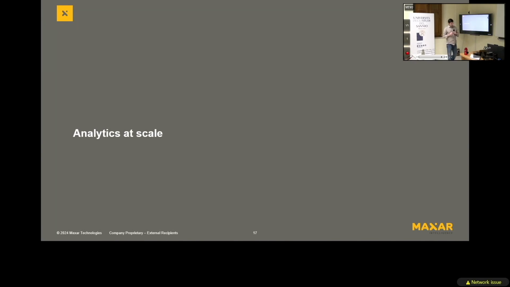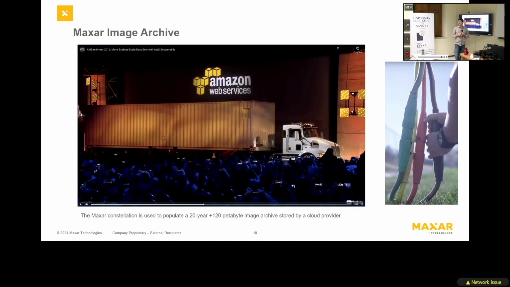Okay, analytics at scale. What is scale? Do you know what this is? Don't tell me a truck, because I know it's a truck. What is that? Who said data center? Great. What is that exactly? You guys are hovering around the concept. That is a ginormous USB stick, a really, really big USB stick.